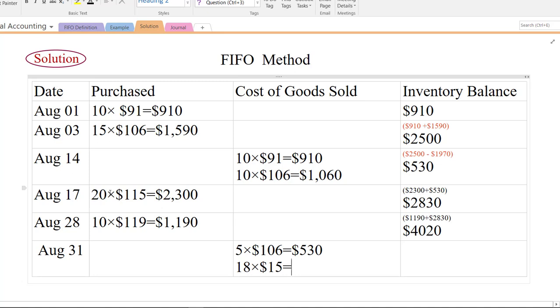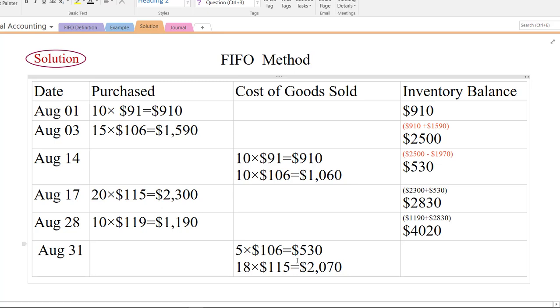The oldest inventory after August 3rd is August 17. So the 20 units which we had here with the cost of 115, out of 20 units, how many are sold here? 18 units are sold with the cost of 115. Now 18 multiplied by 115 is equal to 2070. Now students, please add it, that how much is the answer. I'm going to do the same as well. You also should do it.